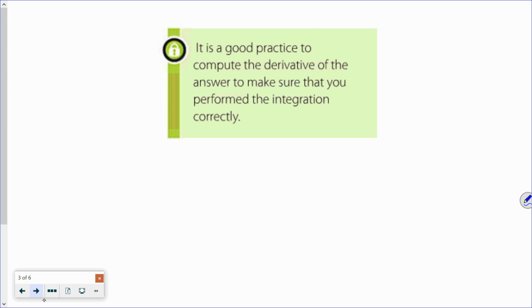Oh, I forgot, this slide is a useful tip. You might want to pause and note it for yourself. It is good practice to compute the derivative of your answer to make sure that you got it right, to make sure that you did the integration correctly.